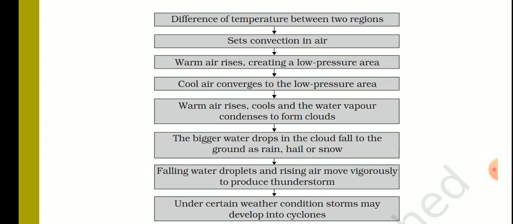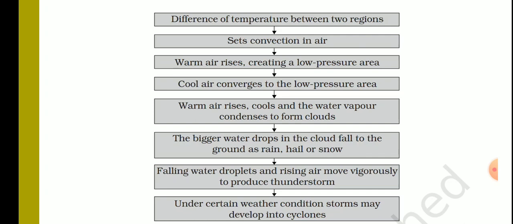Similarly, where the temperature is low, the air will be relatively cool and it will not rise up so easily. So there will be high pressure. So the difference of temperature between two regions sets convection in the air. Warm air rises creating a low pressure area, and cool air converges to the low pressure area. Once the warm air rises, it creates a low pressure area, and where the temperature is low, there is a high pressure area, because the cool air is heavy, so it does not rise.